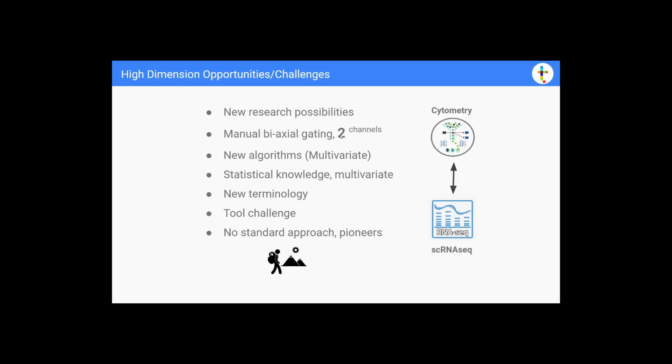Now this can be problematic because now you have, for example, 50 channels. 2 to the power of 50 is in the billions. Can't do biaxial plots, or you can, but you can't do them for all of them. So you need more sophisticated techniques.